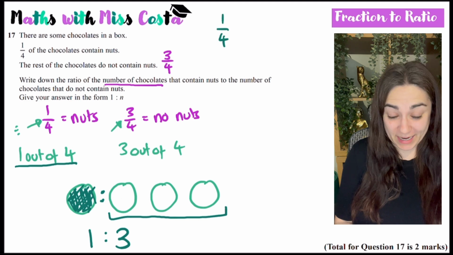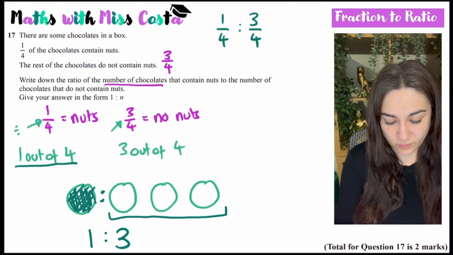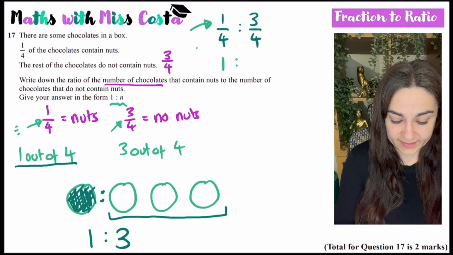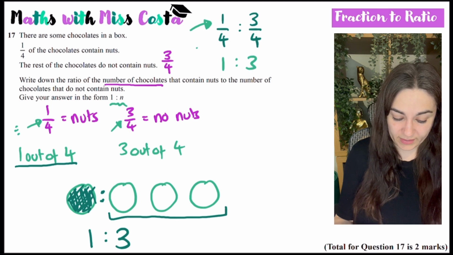So as long as you have the same denominator, another way you could have done it is a quarter to 3/4. And then we're trying to write it in the form 1 to n, which literally just means I want this side to be 1. So if I times both by 4, I end up with 1 to 3 as well.